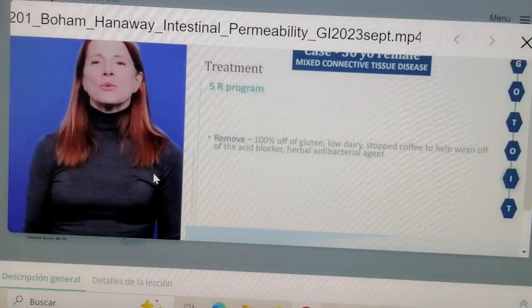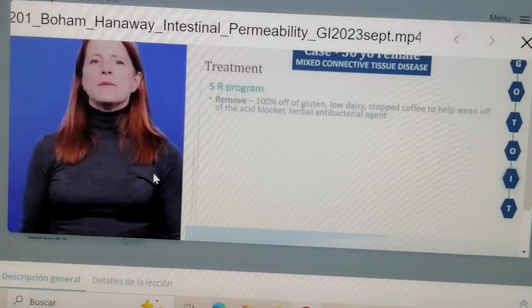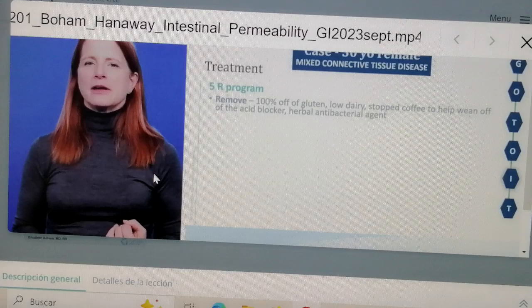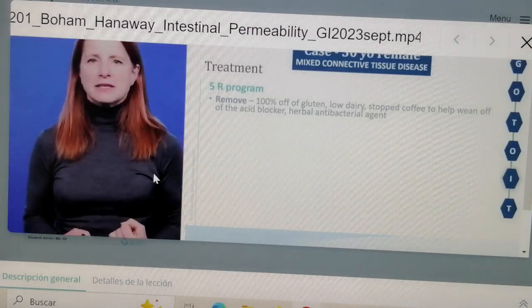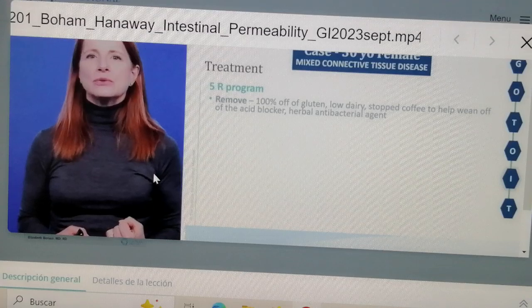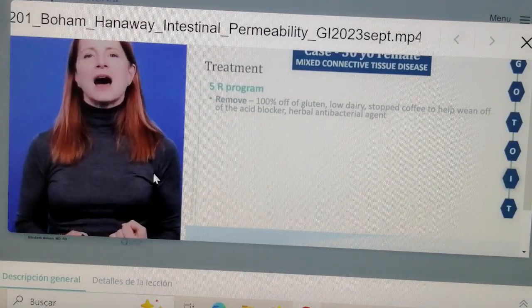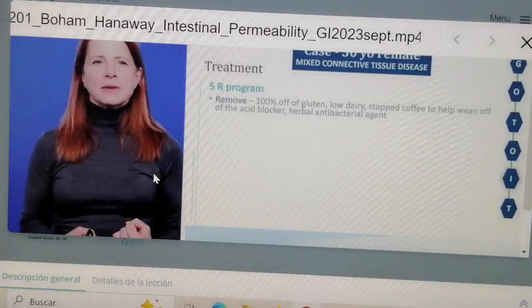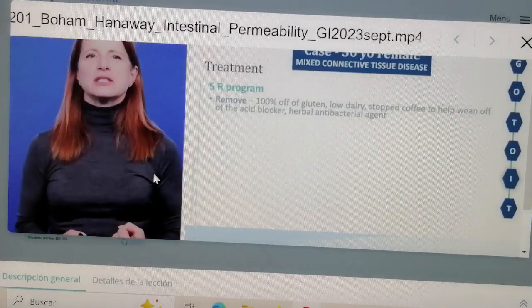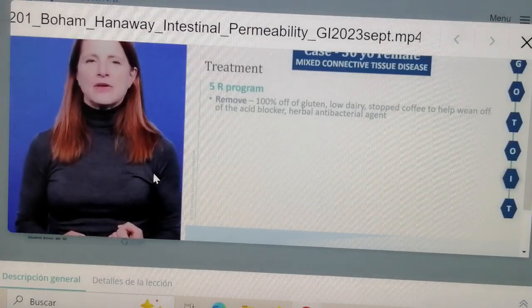And so for her, we removed. So we made her 100% gluten-free. I'm like, listen, you've got significant autoimmune disease. You're really reacting to gluten. We know that gluten can be a trigger for autoimmune disease. I want you to be 100% gluten-free. And I explained that to her and she understood and she's like, okay, I can do that.